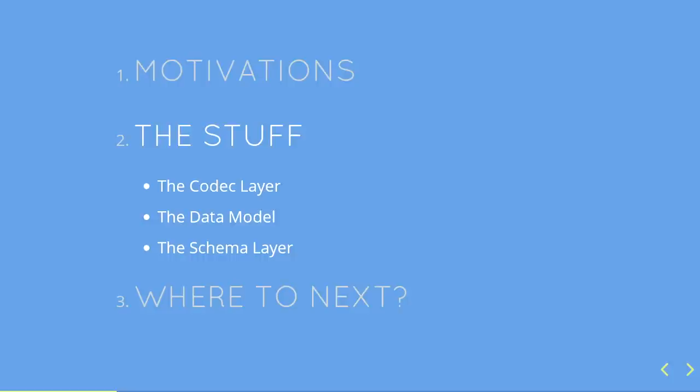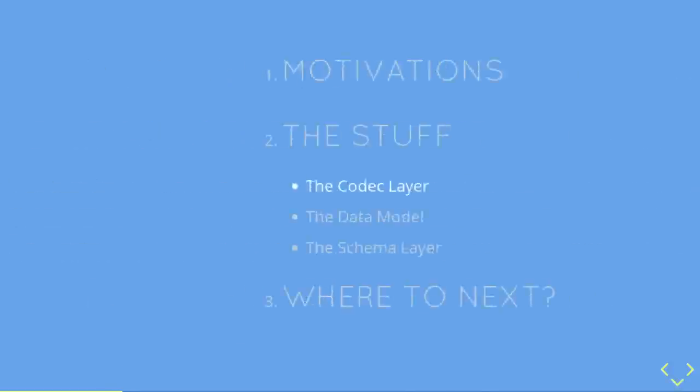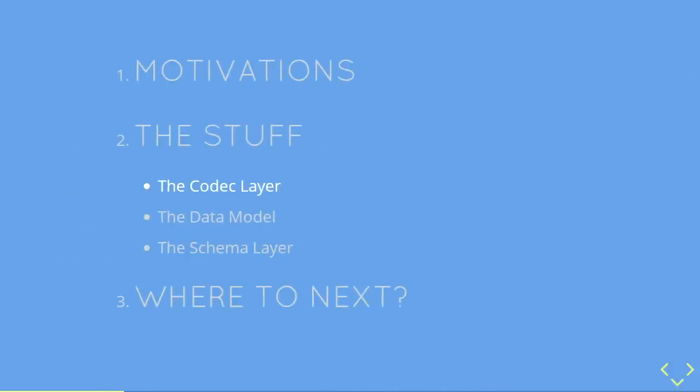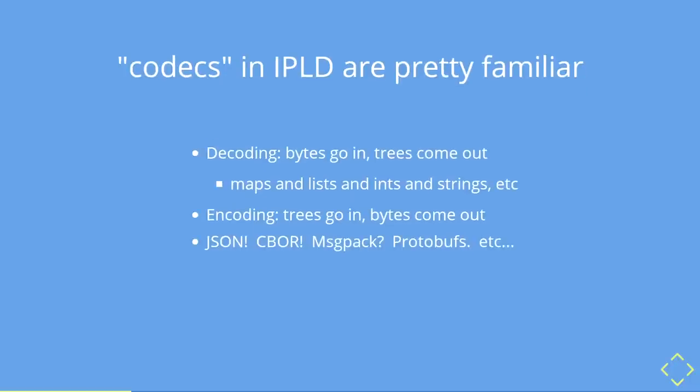So that's the dream. How do we actually do this? So this comes in three parts, like I warned you earlier. The first one is the codec layer. And I'm going to try to go over the codec layer really fast, because it should be really familiar. It's pretty much taking concepts that we already have and giving them a name and giving them a library boundary and then making them reusable.